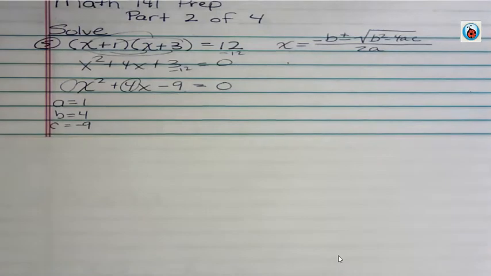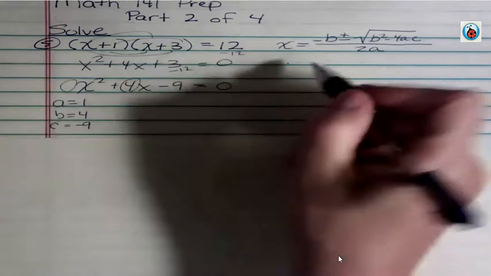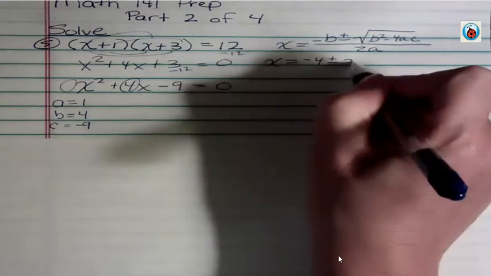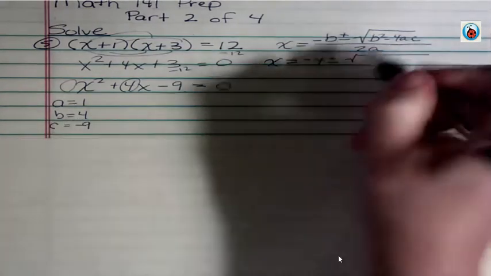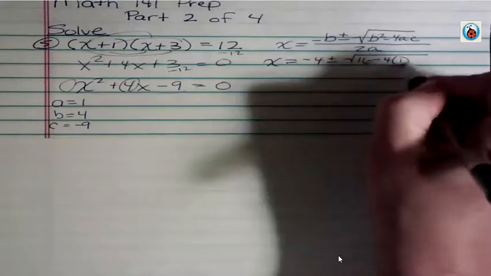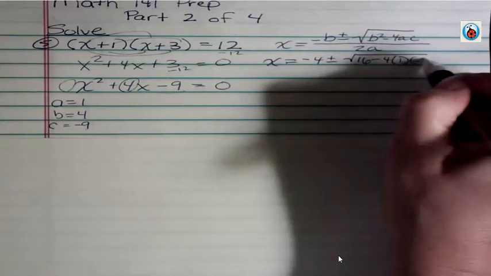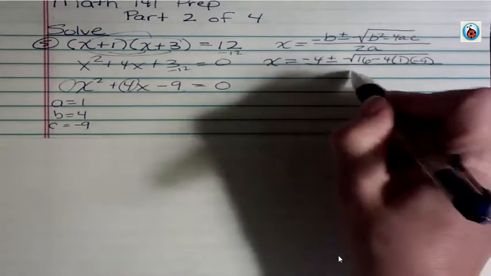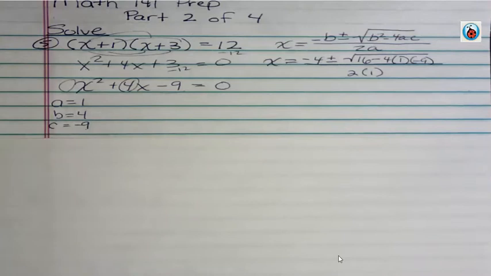Okay, so we have 1, 4, and negative 9 that we're going to plug into our formula. So x equals negative b, that's the opposite of that, so negative 4 plus or minus the square root of b squared, 4 squared is 16, minus 4 times a times c. And here's where people make a mistake, just being careless about signs, so really be careful as you plug that in. All over 2 times a, which is 1.